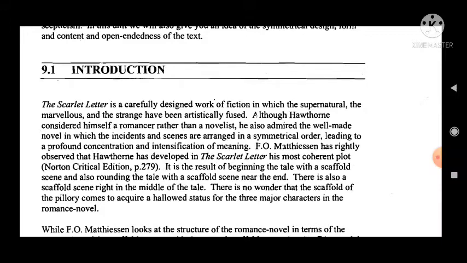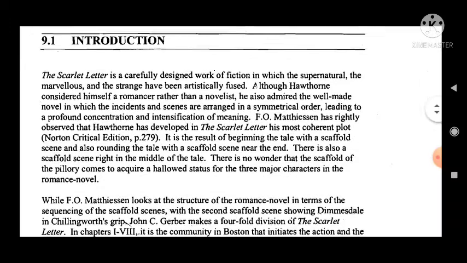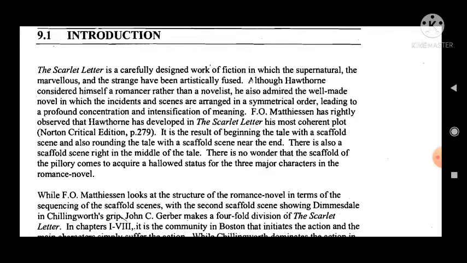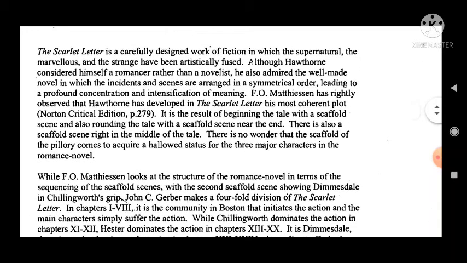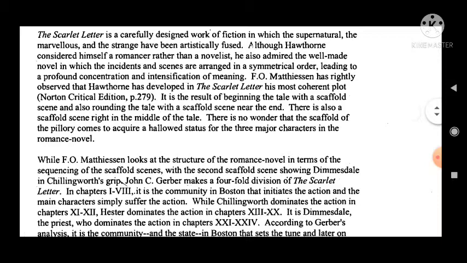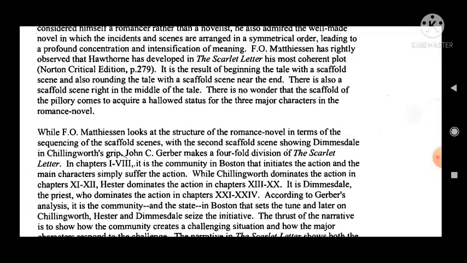Then the introduction. The Scarlet Letter is a carefully designed work of fiction in which the supernatural, the marvelous and the strange have been artistically fused. Although Hawthorne considered himself a romancer rather than a novelist, he also admired the well-made novel in which the incidents and scenes are arranged in a symmetrical order, leading to a profound concentration and intensification of meaning. F.O. Matthiessen has rightly observed that Hawthorne has developed in The Scarlet Letter his most coherent plot, Norton Critical Edition, page 279.